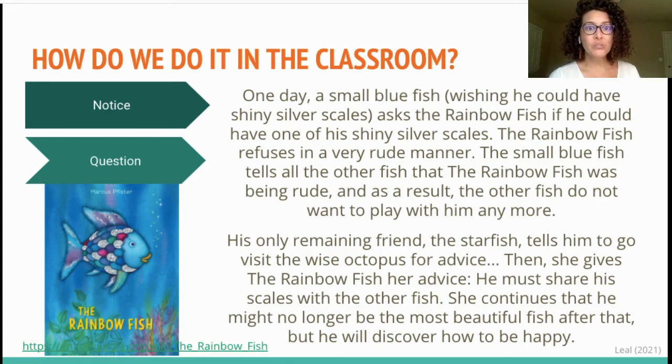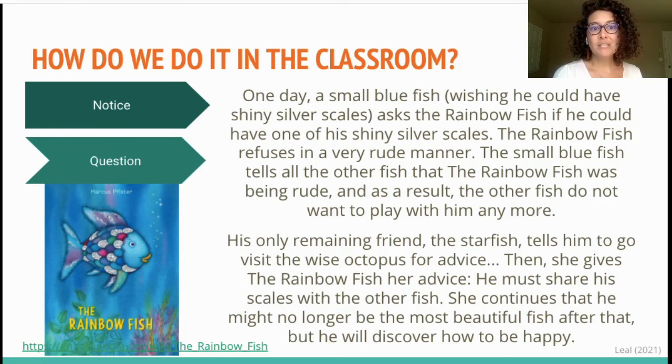The Rainbow Fish refuses in a very rude manner. The small blue fish tells all the other fish that the Rainbow Fish was being rude, and as a result, the other fish do not want to play with him anymore. His only remaining friend, the starfish, tells him to go visit the octopus for advice. Then, the octopus gives the Rainbow Fish her advice. He must share his skills with the other fish.